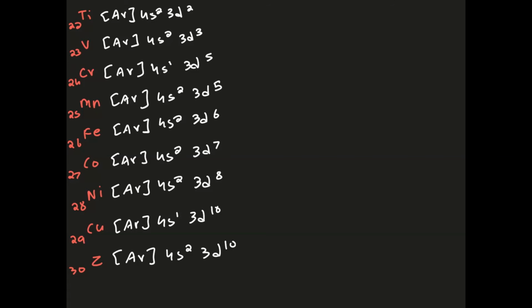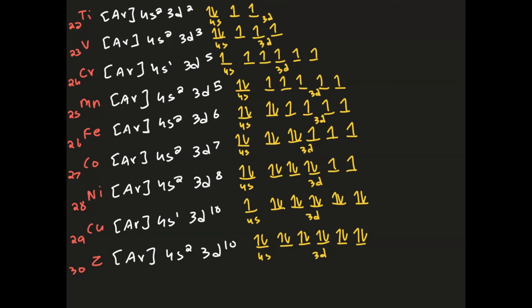So for the next element, the proton number is going to be 22, and over here argon is 18, so you only have 4 electrons left. So this is going to be 4s, and this represents 3d. As you go down, you have one more electron being added, so you just keep on adding more electrons to the 3d subshell.